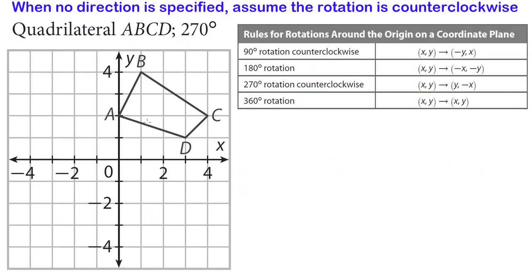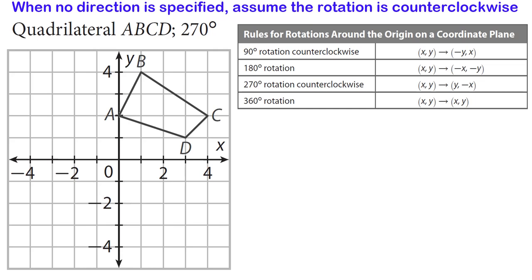So let's take a look at this example here, and it's important to note what I have written in blue. It says, when no direction is specified, assume the rotation is counterclockwise. So when they don't give us a direction to rotate in, it's going to be counterclockwise. So we need to rotate this quadrilateral ABCD 270 degrees counterclockwise. So 270 degrees is 3 90-degree steps.